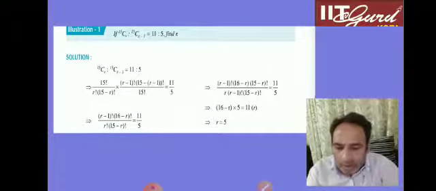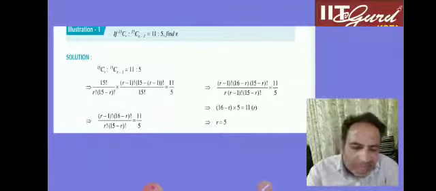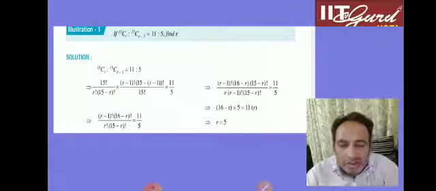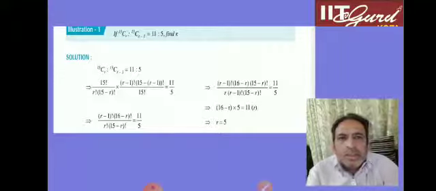15Cr is equal to 15C(r minus 1) is equal to 11 by 5. Then find the value of r. Simply, you can see the solution also there.